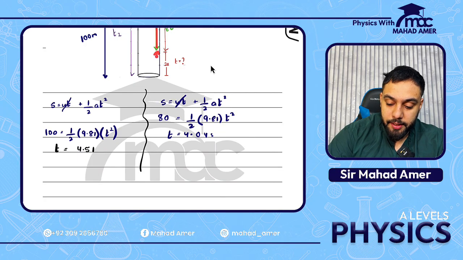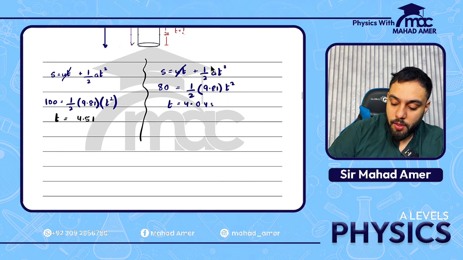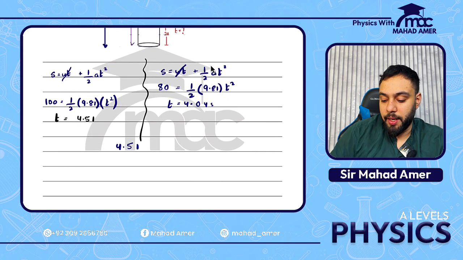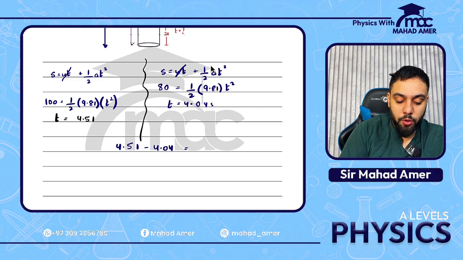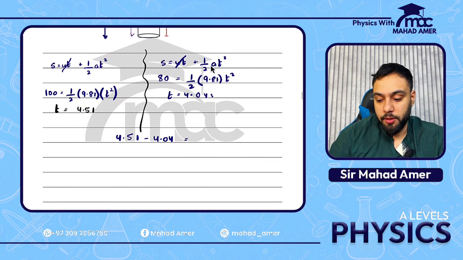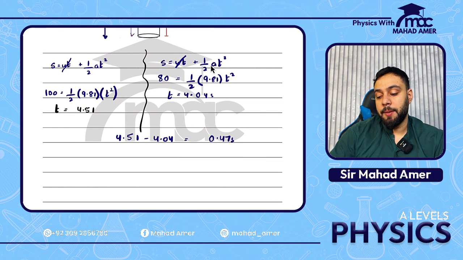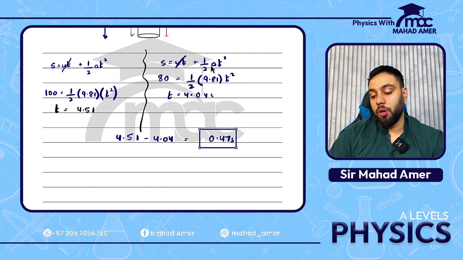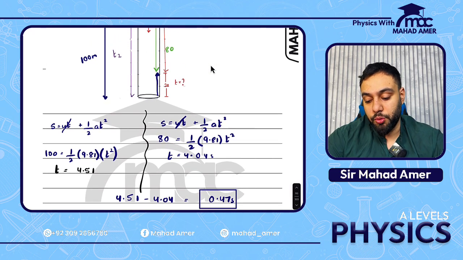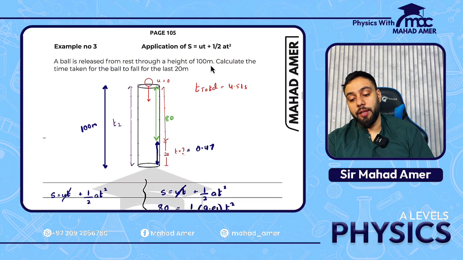If I just need this time, I can do 4.51 minus 4.04. I get the value of time to be 0.47 seconds. This is the time the ball took to travel the last 20 meters. Well, I hope you get the concept.